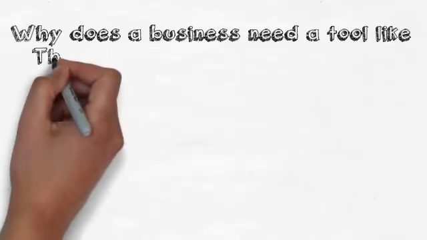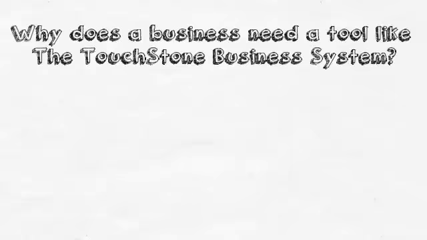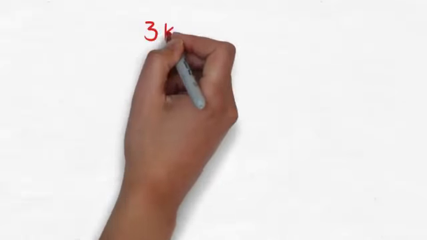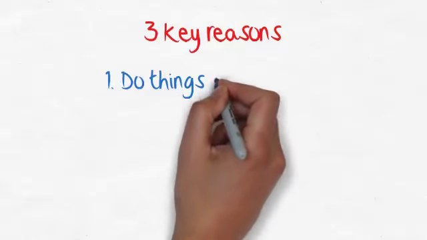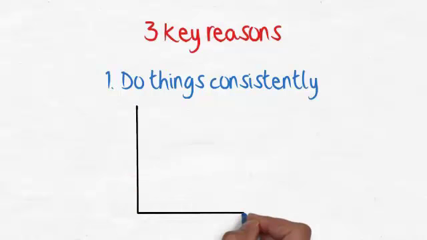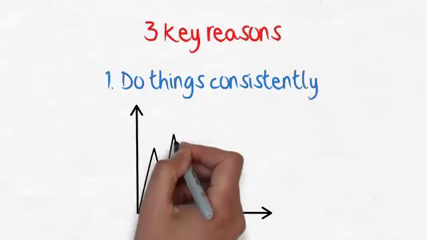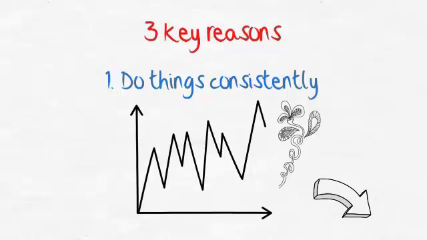Why does a business need a tool like the Touchstone Business System? To begin with, let's start with why a business needs operating procedures and job descriptions. There are 3 key reasons. The first, so you can do what you do consistently. If you do what you do consistently, then you can effectively measure the results of what it is that you do. And if you are measuring what you do, you can get better and grow. If you're not doing things consistently, there's no point in measuring.